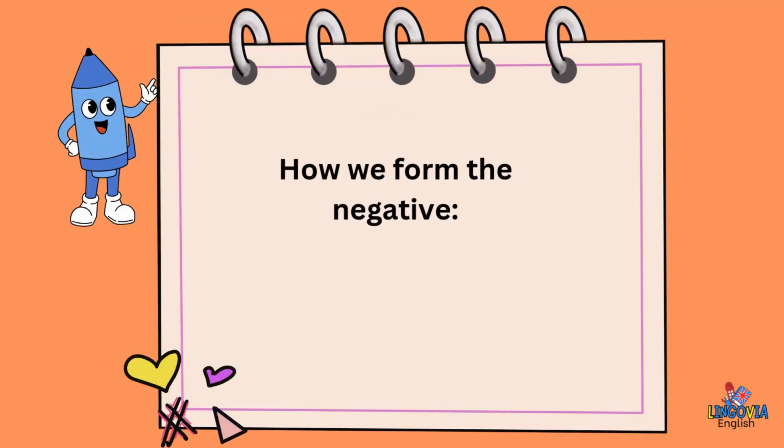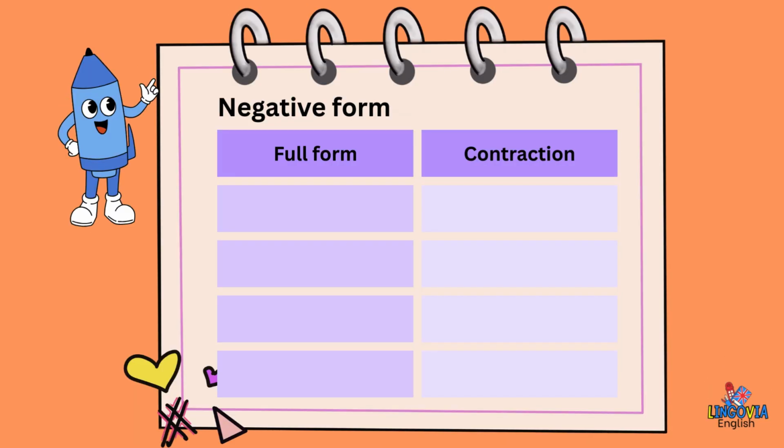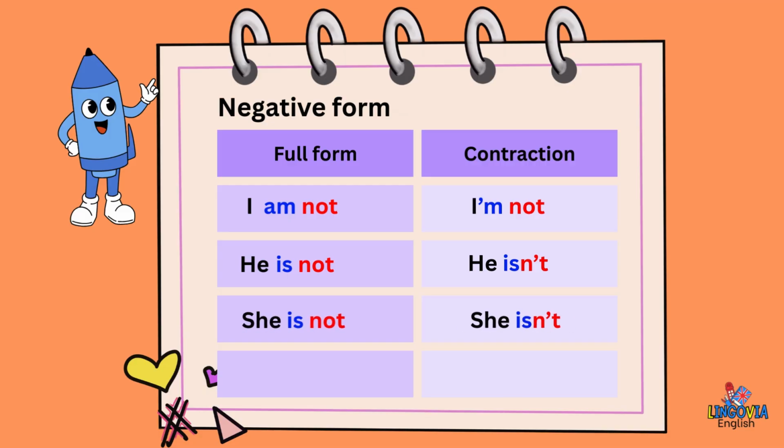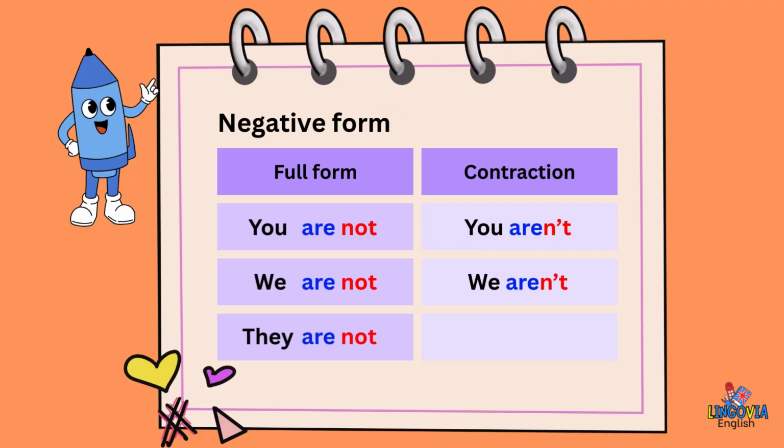To form the negative, we use the subject, the verb to be, and not. I am not. I'm not. He is not. He isn't. She is not. She isn't. It is not. It isn't. You are not. You aren't. We are not. We aren't. They are not. They aren't.